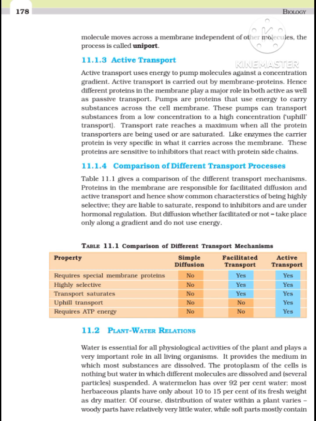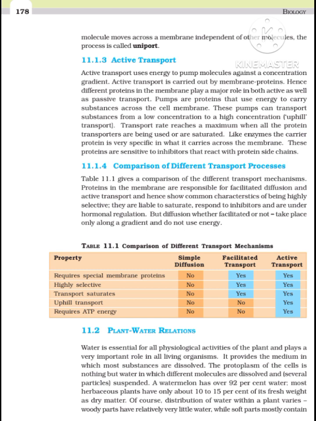Transport rate reaches a maximum when all the protein transporters are being used or are saturated. Like enzymes, the carrier protein is very specific in what it carries across the membrane. These proteins are sensitive to inhibitors that react with protein side chains. 11.1.4 Comparison of different transport processes. Table 11.1 gives a comparison of the different transport mechanisms.